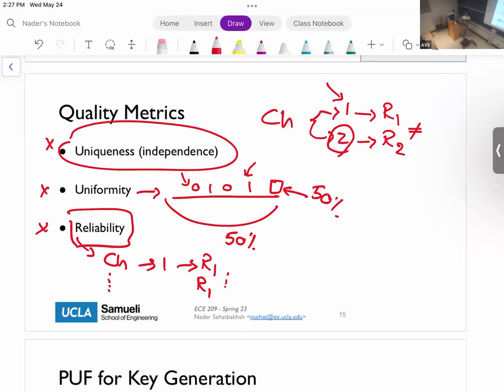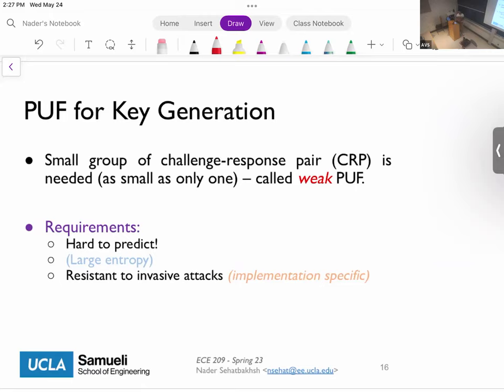Okay, so let's talk about the application of PUF. I already talked about key generation. Usually what we do for key generation is what we call the weak PUF. Weak in this case does not mean that the security is weak. It's just a word that we use.